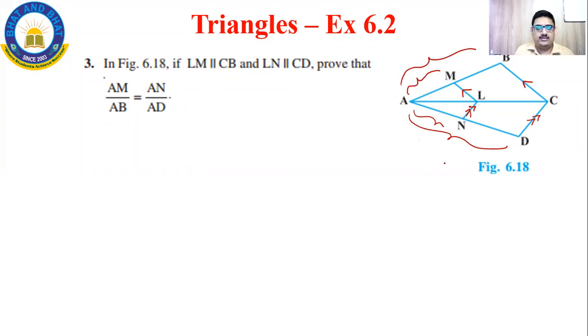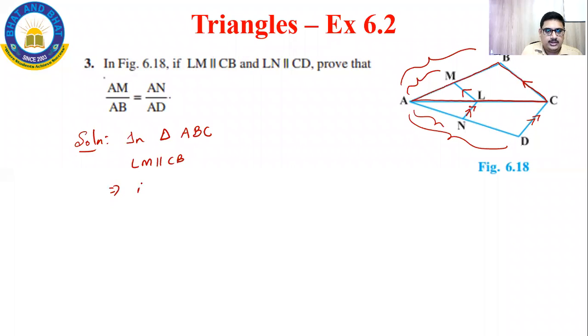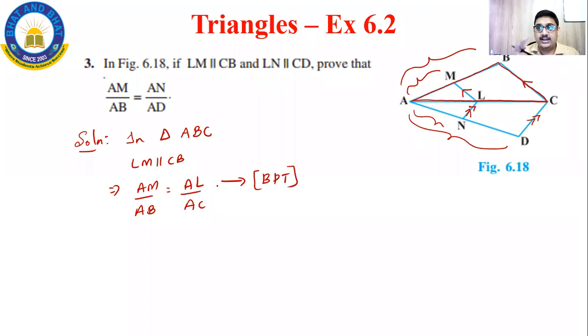Very simple question, students. How? Observe. So I'll say in triangle ABC, what is triangle ABC? This triangle. So in this triangle, what is given to me? LM is parallel to CB. So that means AM by AB is equal to AL by AC. BPT. Is that correct, students? Yes. The second form of BPT.